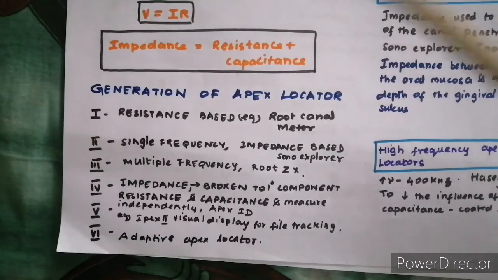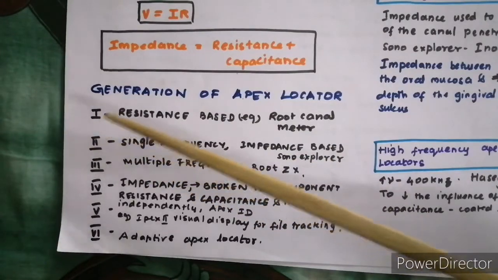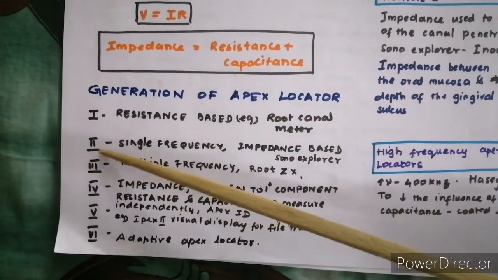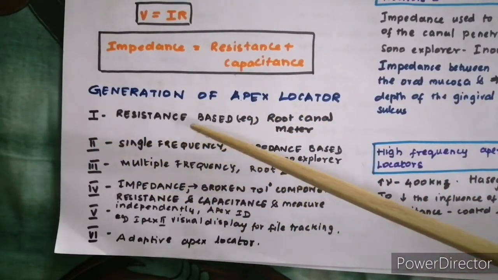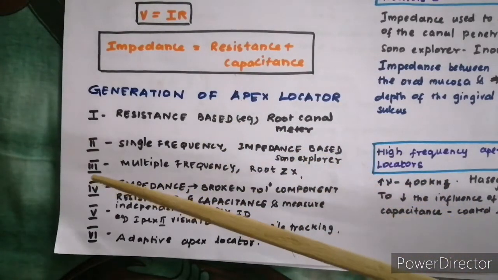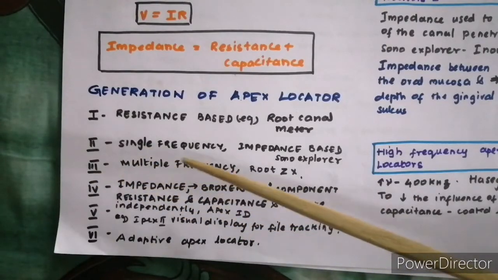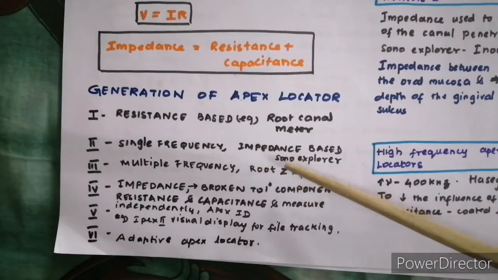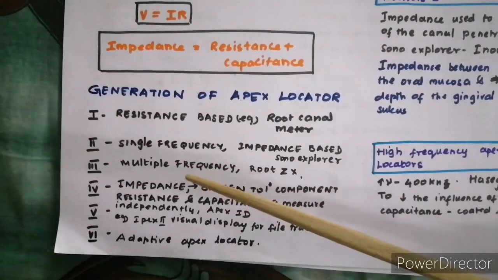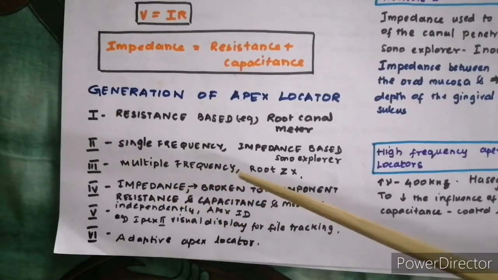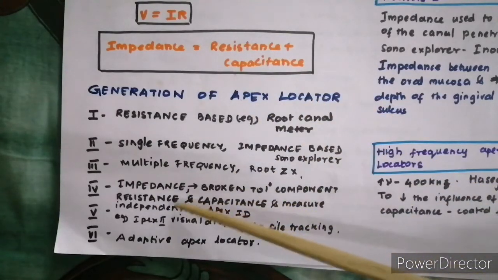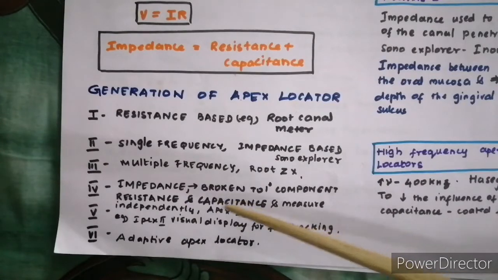Generations of apex locator. First generation apex locator is resistance based, example root canal meter. Second generation apex locator uses a single frequency and is impedance based, example Sono Explorer. In third generation apex locator, multiple frequencies are used, example Root ZX. Fourth generation is an impedance based apex locator where the impedance is broken into its primary components, resistance and capacitance, and they are measured independently, example Apex ID.